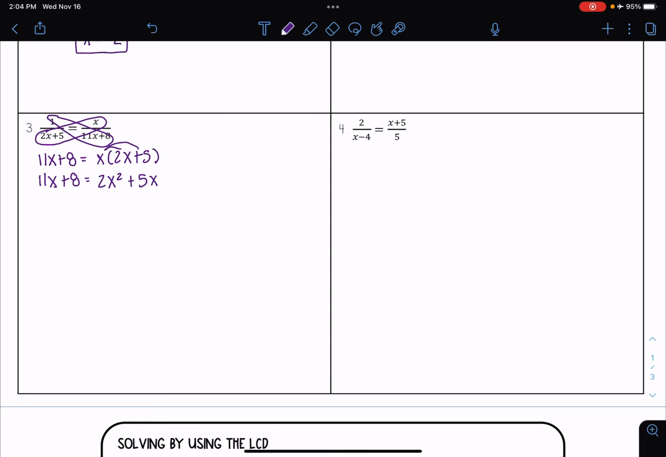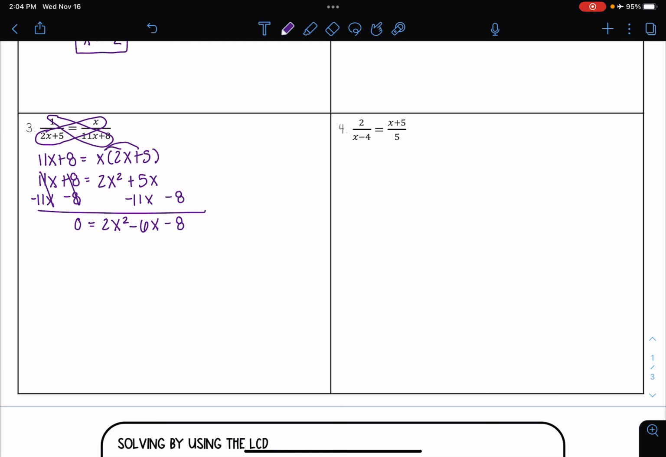I get 5x. And now here I see that I have a quadratic equation, so I'm going to have to solve this using the methods that we used in an earlier unit. So I need to get all my terms on one side, and I'm going to move them to the side that has my squared terms. I'm going to subtract 11x and subtract 8. And when I do so, I get 0 is equal to 2x squared minus 6x minus 8.